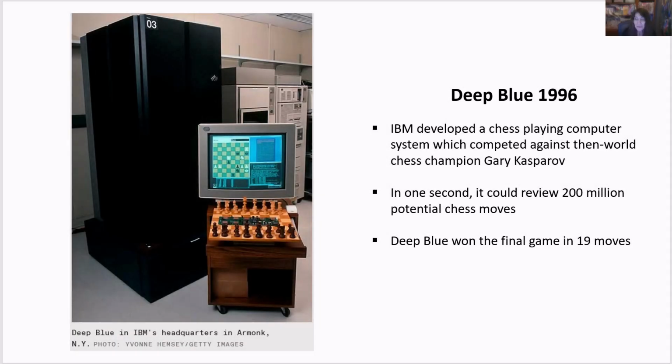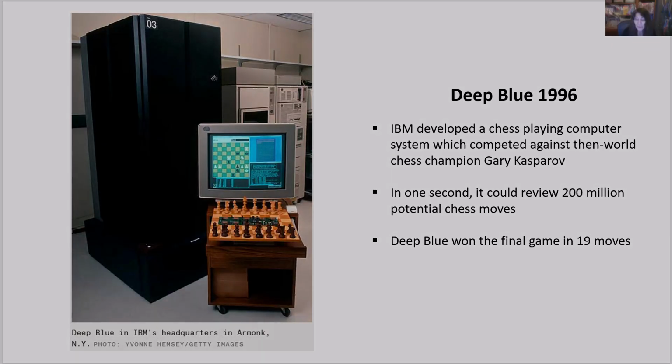In 1996, about the time that the internet was entering our lives, IBM developed a chess-playing computer system, which competed against the world champion chess player. This computer system could review 200 million potential chess moves in a second. It won the final game in 19 minutes and made history.